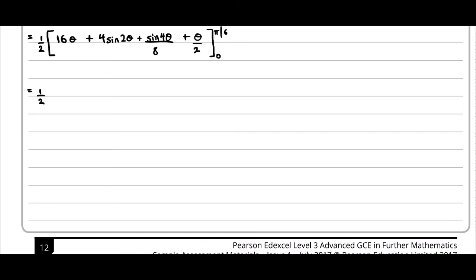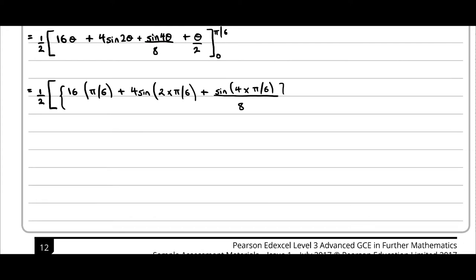we have a half, and then for our upper limit, we have 16 lots of pi over 6 plus 4 sine of 2 times by pi over 6 plus sine of 4 times by pi over 6 over 8, and then when we substitute in 0 for theta, here we have 0, here we have 0, here we have 0, and here we have 0.